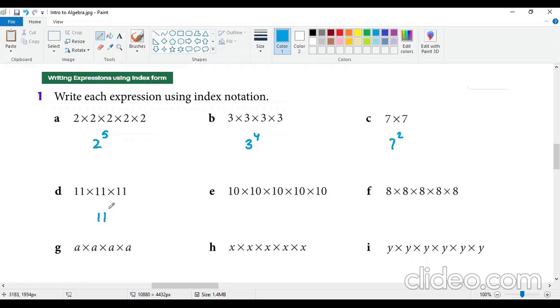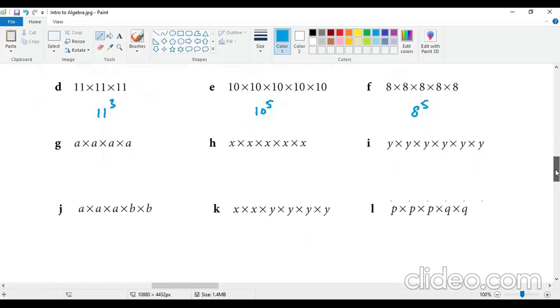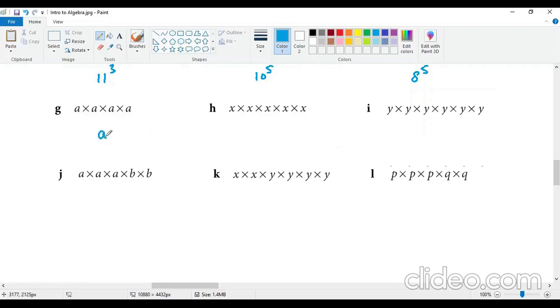This is going to give us 10 power 5. This will give you 8 to the power 5. This will be a to the power 4. This will give you x to the power 5 by 1, 2, 3, 4, 5, 6, so you write y power 6. This will be a cube and b square. This will give you x square and y power 4. This will be p cube and q square.